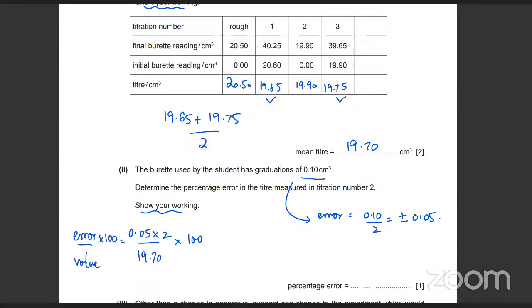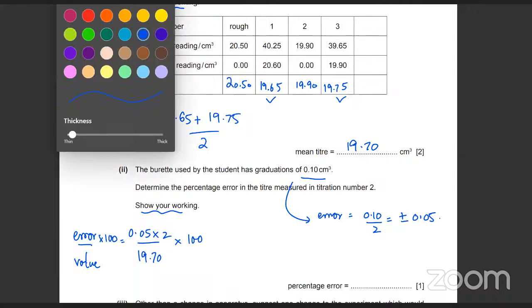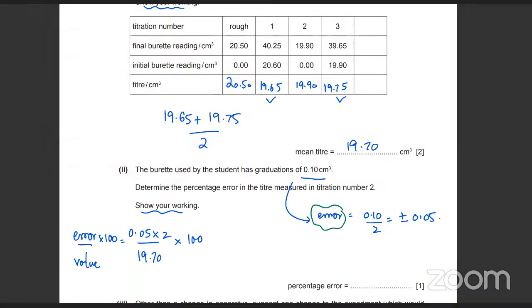Sir, please explain this, the 0.05 into 2. The error is the smallest graduation divided by 2, right? Is that clear? Yes, sir. In physics, there's a rule whenever you add or subtract two values.